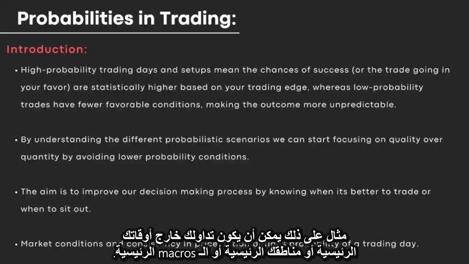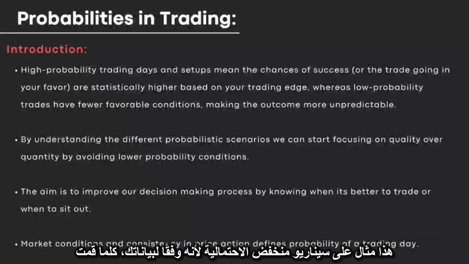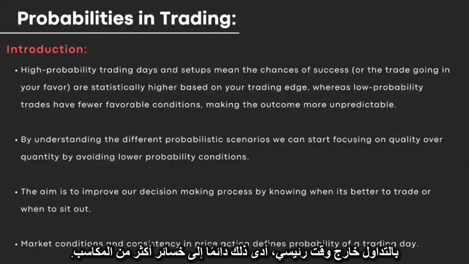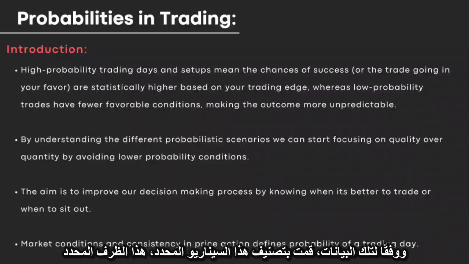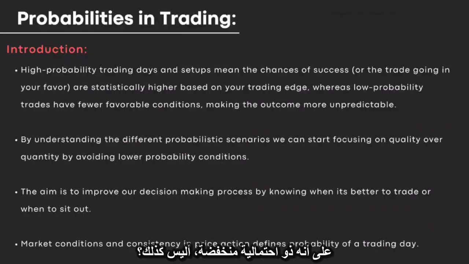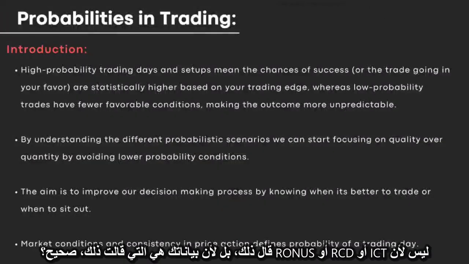An example could be that you are trading outside your key times, kill zones, or key macros. That is an example of a low probability scenario, because according to your data, whenever you've traded outside a key time, it has always led to more losses than wins. And according to that data, you've classified that particular condition as a low probability one, right? It's not because ICD said it or I said it or Romeo said it. It's because your data said it, right?